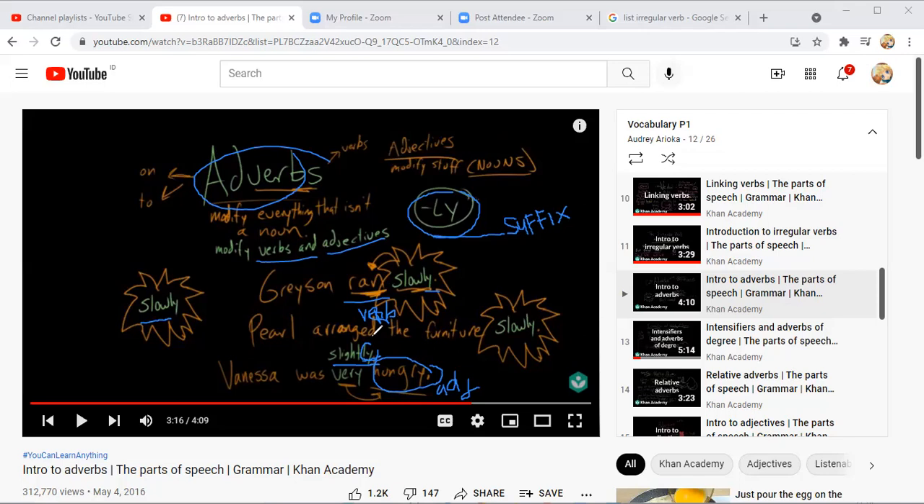Or Grayson speaks quietly. Jadi itu kan dia itu bicaranya seperti apa sih? Oh, bicaranya nggak kedengeran. We cannot hear it. Then what else? Hungry, adjective. So I think mostly adjective is going to be kata sifat.